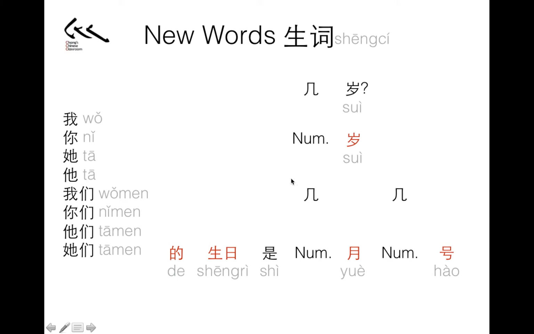And to ask about the birthday, we also need this cute word, 几. Alright? 几 means how many in Chinese. You use this to substitute the number. So 几月 means which month. 几号 means which date. So 你的生日是几月几号? Your birthday is which month, which date, when is your birthday, alright? When is her birthday? You go first. 她的生日是几月几号?